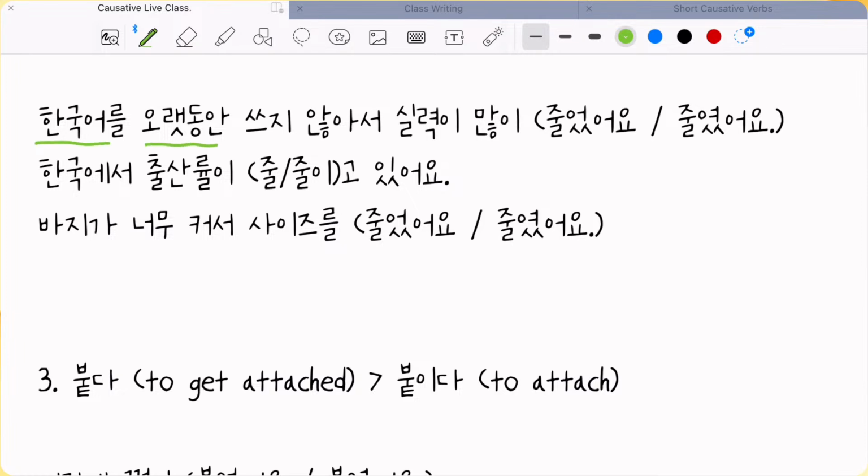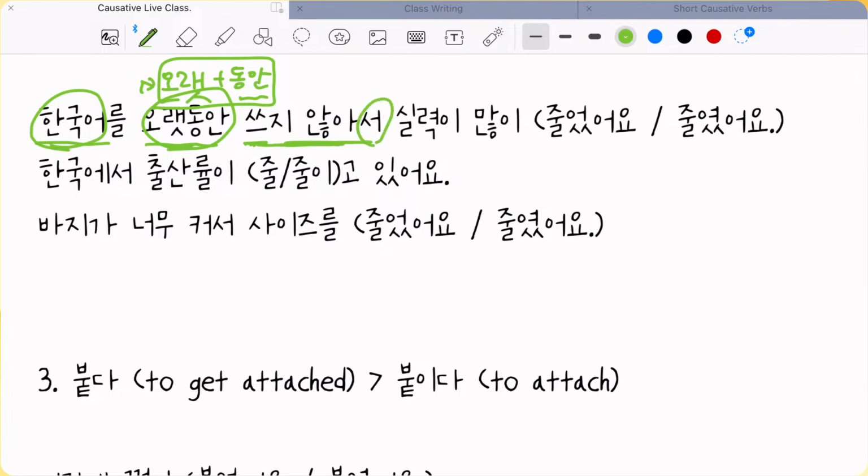한국어를 오랫동안, 오래, long time plus 동안, which means for or marking duration, right? So 오랫동안 means for a long time. 한국어를 for a long time 쓰다, to use, 지 않아서, I didn't use it for a long time. I didn't use my Korean for a long time.